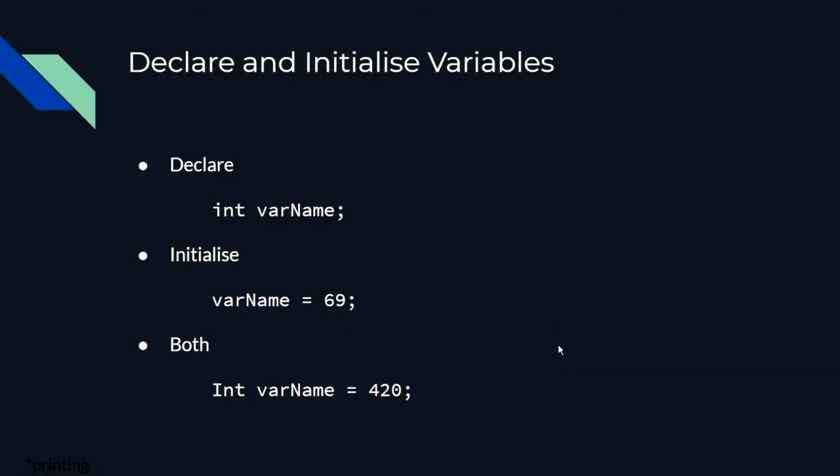Okay, so now we move on to variables. There is declaring and initializing of variables. Declaring a variable is just going int and then the variable name followed by the semicolon. Initializing has to follow the declaring, so you declare first, then you initialize it. You write the variable name equals and 69 for the value. Or you can do it in the same line: int, pardon the capitalization, var name equals some value.